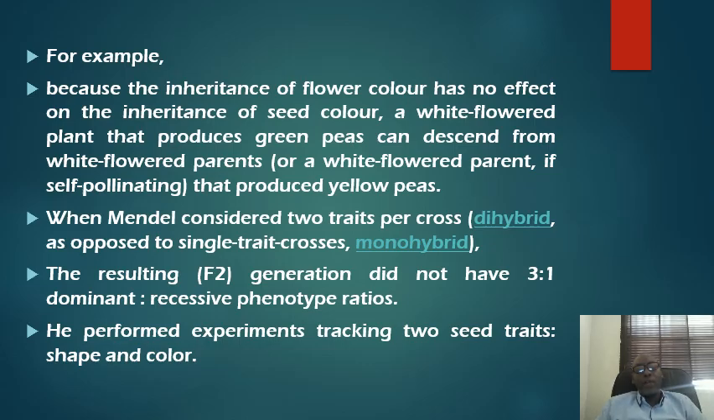Because the inheritance of flower color has no effect on inheritance of seed color, a white flowered plant that produces green peas can come from a white flowered parent that produces yellow peas, because they assort independently. Remember that Mendel considered 2 traits per cross, the dihybrid, as opposed to single trait crosses, monohybrid. And the resulting F2 generation did not have a 3:1 dominant to recessive phenotypic ratio, but 9:3:3:1.